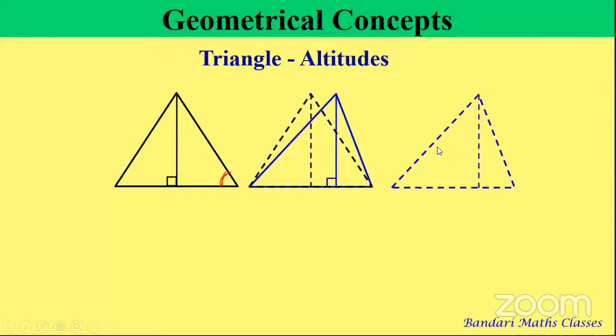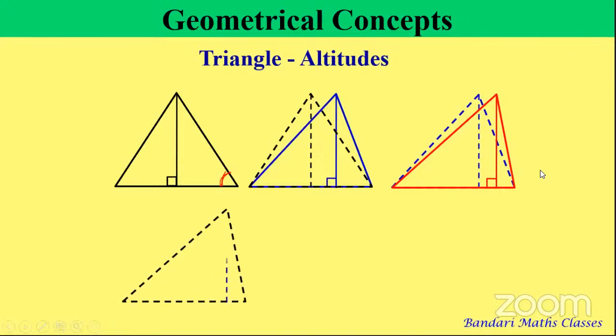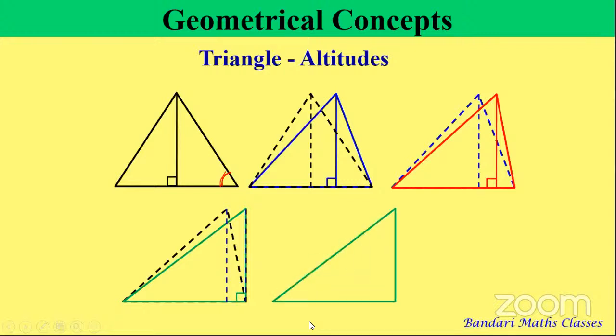One more triangle. This is now the blue color triangle, in thick lines; the dotted line stays the same. Now I increase the angle a little bit more. Then the altitude moves toward the side where the angle increases. Next, this is the red color. I made it a right angle. Then the altitude coincides with one side of the triangle. This green color is the original right angle triangle.